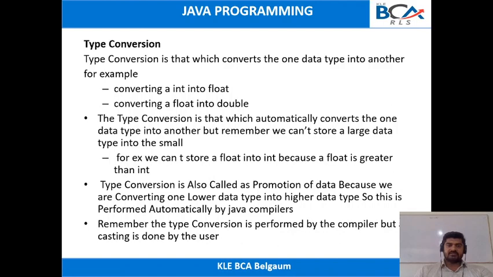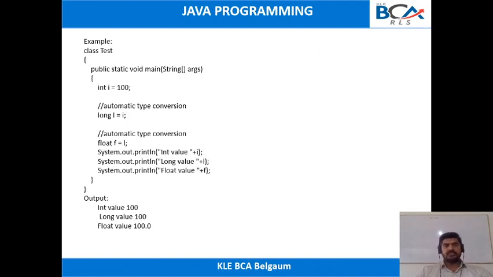So here we will take an example. Here we have the class Test. Inside the main method we have the integer value 100. Next we are converting this integer value to long as well as float. For that you need to assign this integer value to the long: L equal to I. So this 100 will be assigned to the long. Here int is a smaller data type and long is a larger data type, so you can assign the smaller data type value to the larger data type.